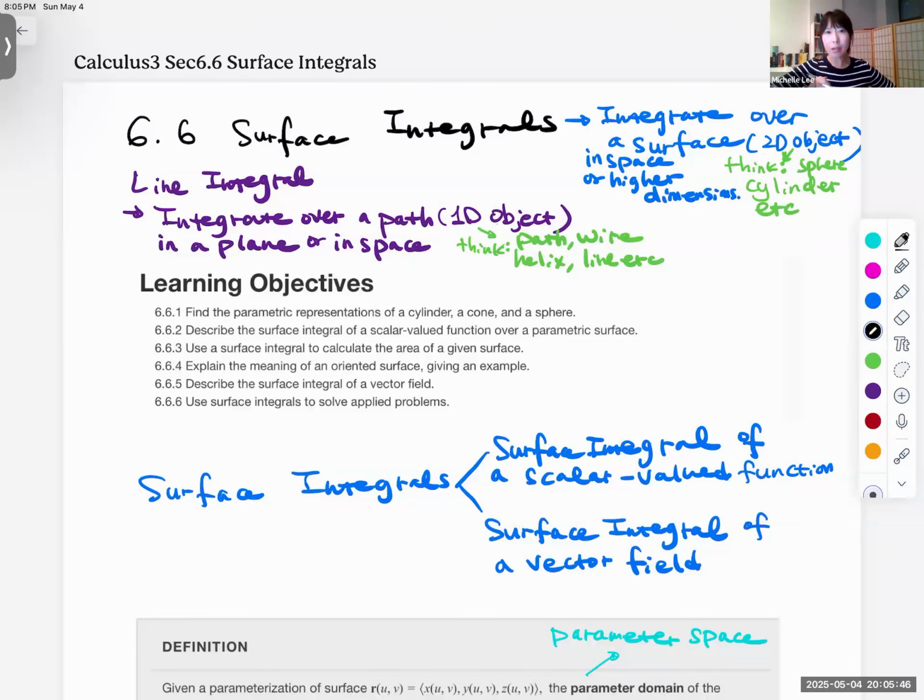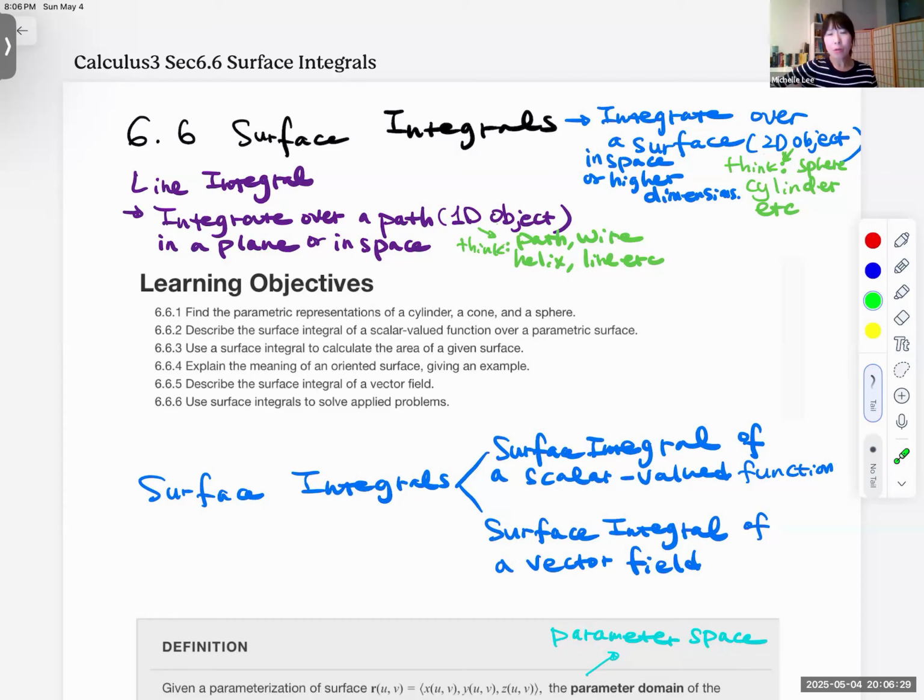Hello everyone. Today we're going to learn 6.6 surface integrals. We learned line integrals in 6.2, right? With line integrals we integrated over a path. So it's a one-dimensional object, meaning we have a line or path, a wire, a helix. That is a one-dimensional object in the XY plane, or in three-dimensional space.